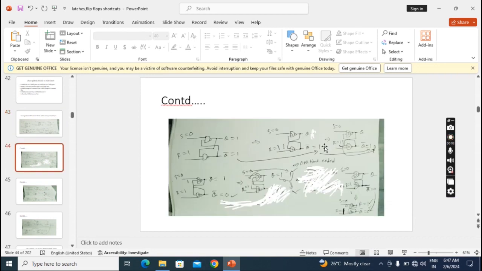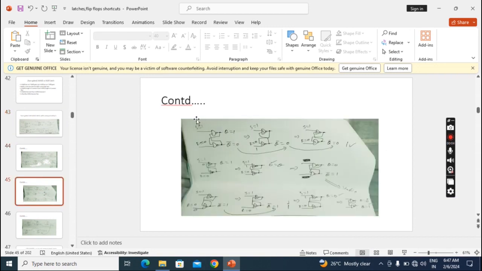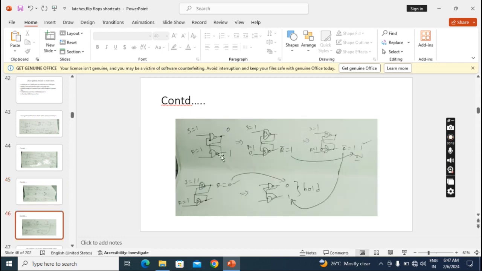Now we'll see the third combination, S1 R0. Here I am getting Q0, Q bar 1 output. When I check for stability also, I am getting the same. It is also like without delays. Okay. Now the last combination, with 1 1 I am getting hold.